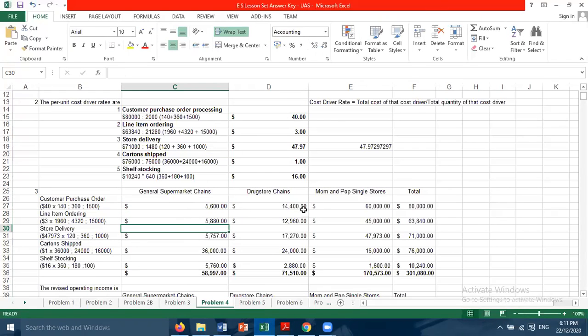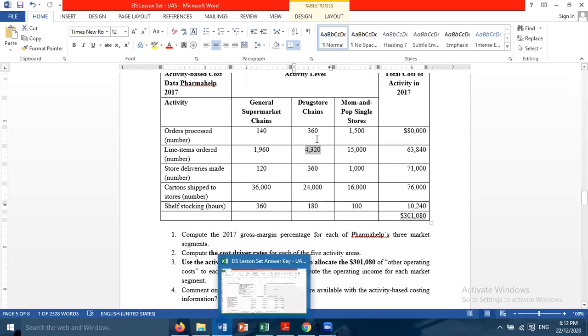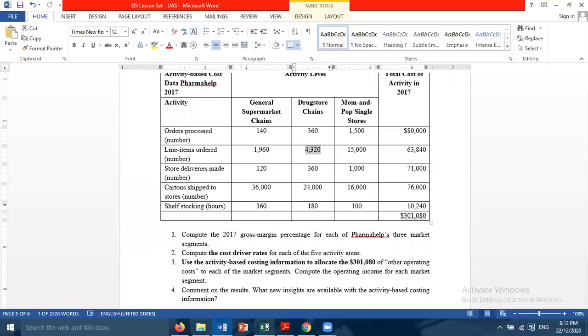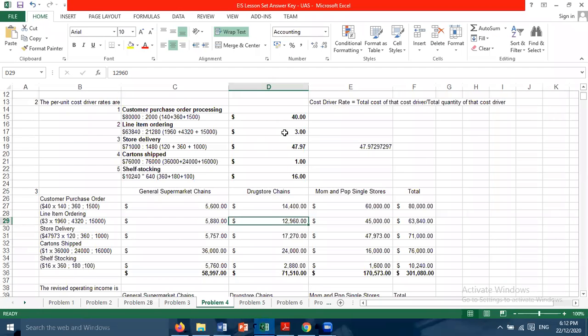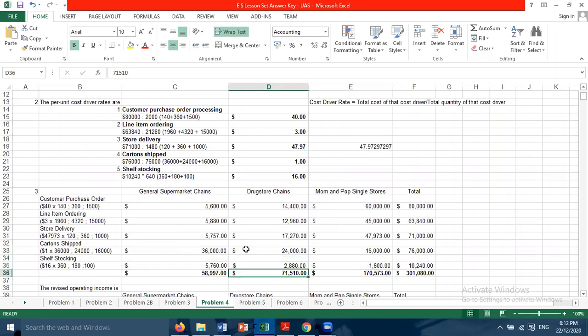And then we do the same thing for all other segments for each activity area. For example, drugstore chains for line item ordering. Drugstore chains uses 4,320 activity levels for line items ordered. So all we need to do is multiply 4,320 by the cost driver rate of line item ordering, which is $3, and we'll get 12,960. So all we need to do is repeat the whole process for everything, and we'll get the total cost allocated for each segment.